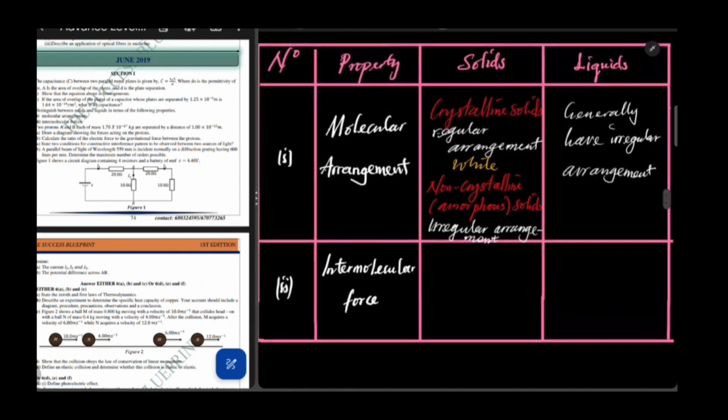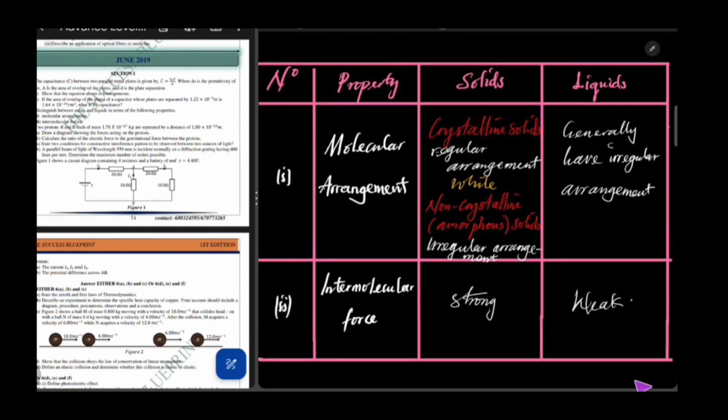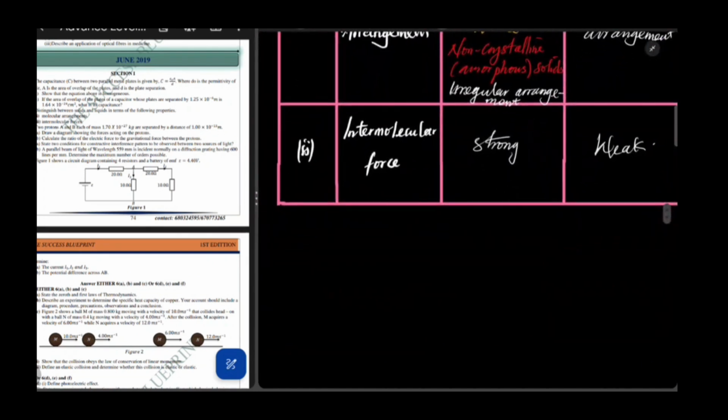Okay, now let's move on to the next property. The next property says in terms of intermolecular forces. In solids, generally the intermolecular forces are strong, while in liquids the intermolecular forces are weak. That said, we are done with question 2. Let's move on to question 3.